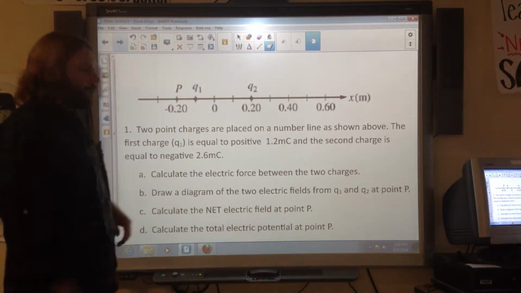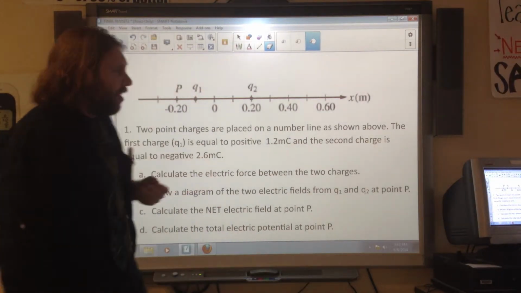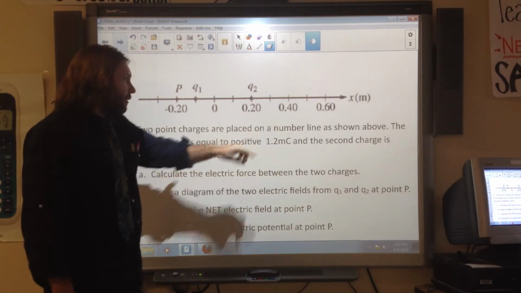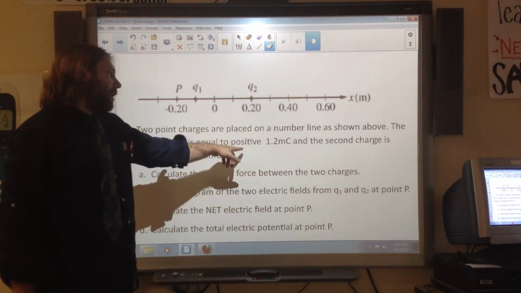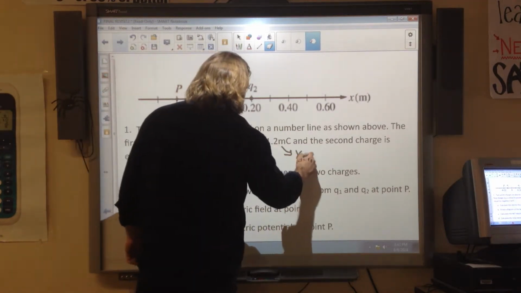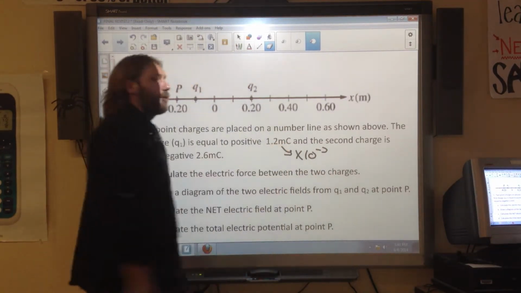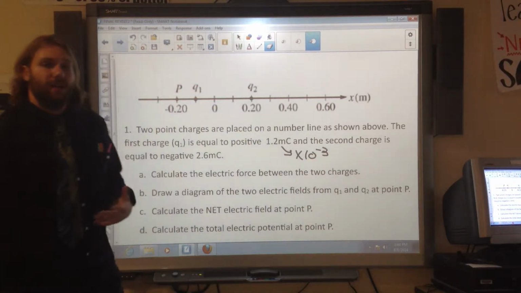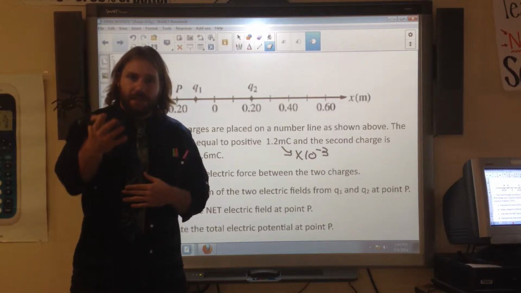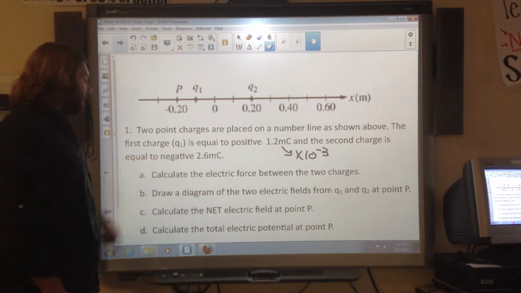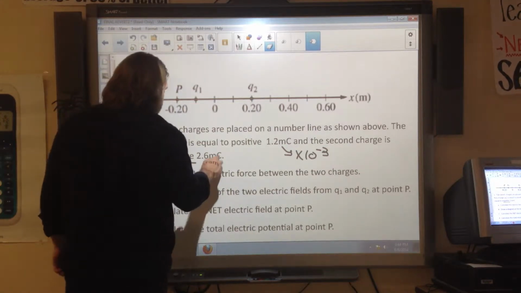Alright. So the first problem we're going to do is a number line problem. I read the question first and I see that I have 2-point charges on a number line. The first charge is positive, 1.2 micro. This "M" we know means times 10 to the negative sixth. It's micro. You can look on our equation sheet, cheat sheet part, to see if that works that way.